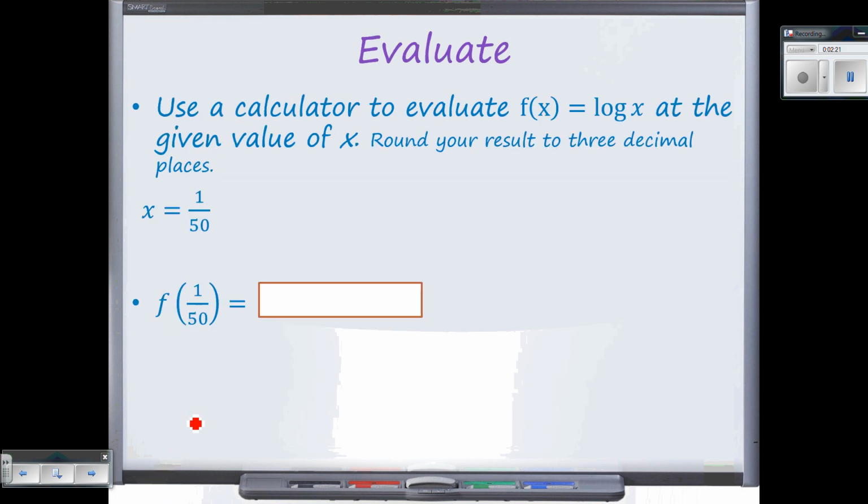Use a calculator to evaluate f of x equals log x at the given value of x. So all we have to do is put into our calculator the log of 1 divided by 50. And that is going to be our answer. And I get -1.699. The 8 rounds up to a 9.